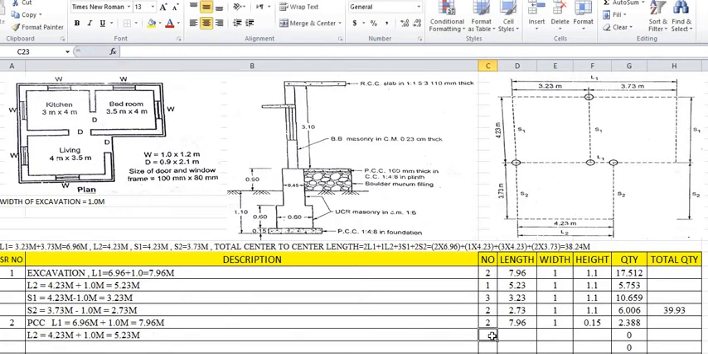How many numbers of L2 is there? 1 number of L2. What is the length? Length is the same, 1.23. What is again the width of PCC? 1 meter. What is the height? Height is again important, 0.15. So along the long wall, it is nothing but the multiplication, 0.7845.